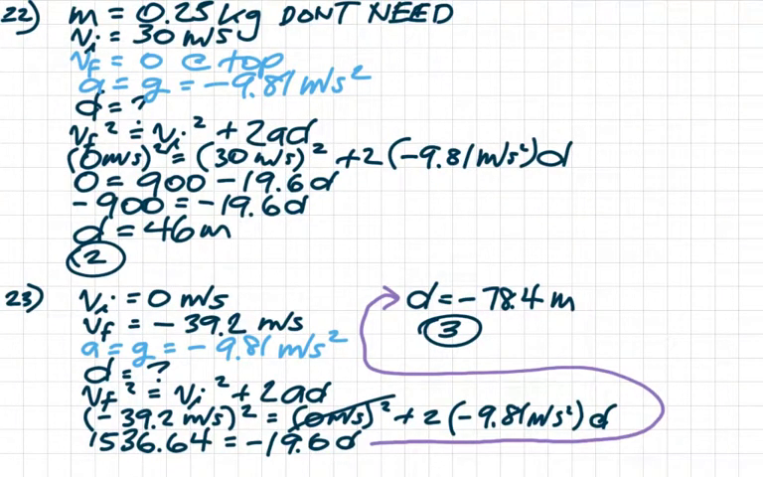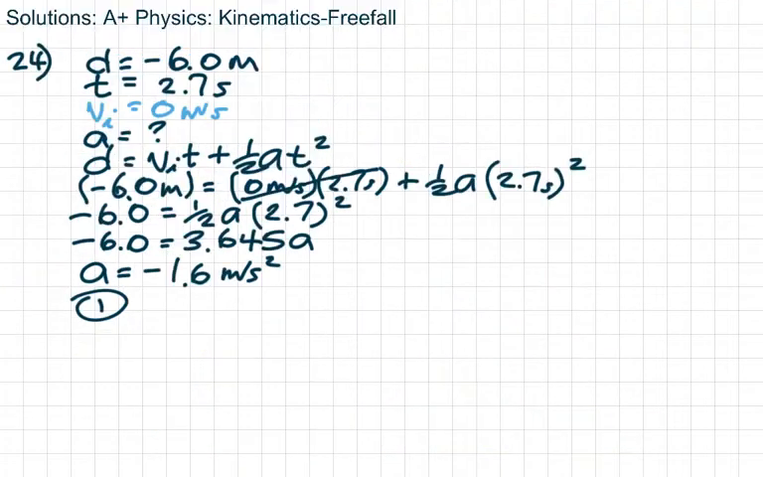There's 23. I made VF negative because it's falling downwards, and in terms of the equation, you probably could have left it positive. You wind up with the same answer. And the displacement comes out as negative because it does fall downwards. It's a negative displacement. Choice 3.